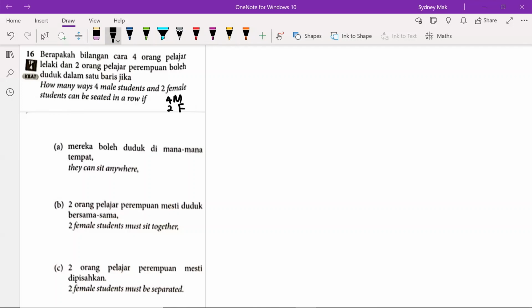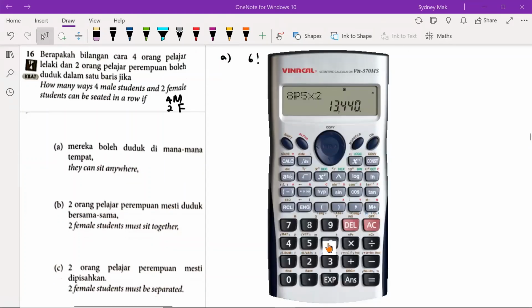So for A, it's quite straightforward. There are 6 of them, so just 6 factorial. So for A, the number of ways to sit the students will be 6 factorial. Use the calculator, 6 factorial: 720. So that's the answer, 720.